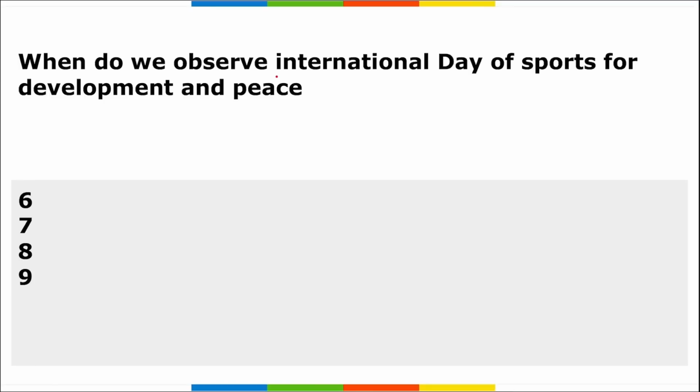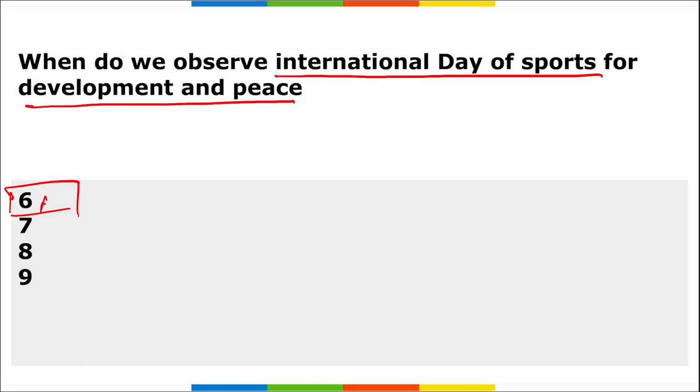Next is, when do we observe International Day of Sport for Development and Peace? It is observed on 6th of April, to celebrate the role of sports and physical activity in our individual lives and communities across the globe.